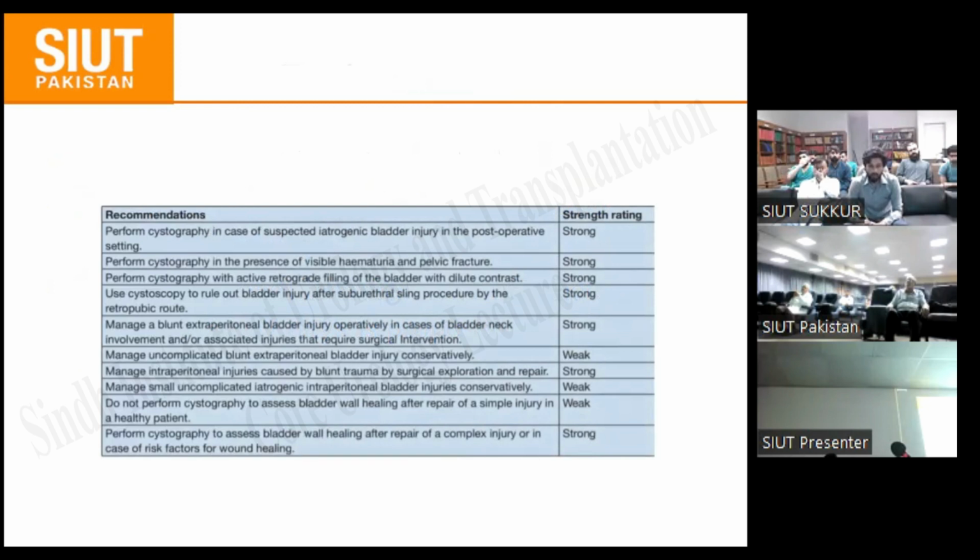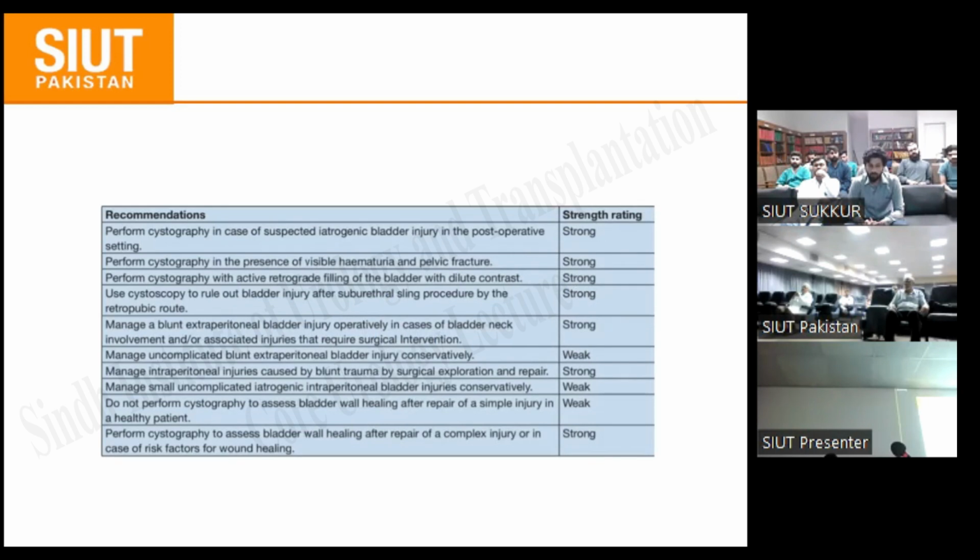These are the guidelines from last year, 2022, which tell about the different points we have discussed. For example, perform a cystogram in case of suspected iatrogenic bladder injury in the postoperative setting. A cystogram is also performed in the presence of visible hematuria with pelvic fracture, with active retrograde filling of the bladder with diluted contrast. Cystoscopy is done to rule out bladder injury after a suburethral sling procedure by the retropubic route. The suburethral sling procedure has a high risk of bladder trauma, so in this case, cystoscopy is routinely performed.